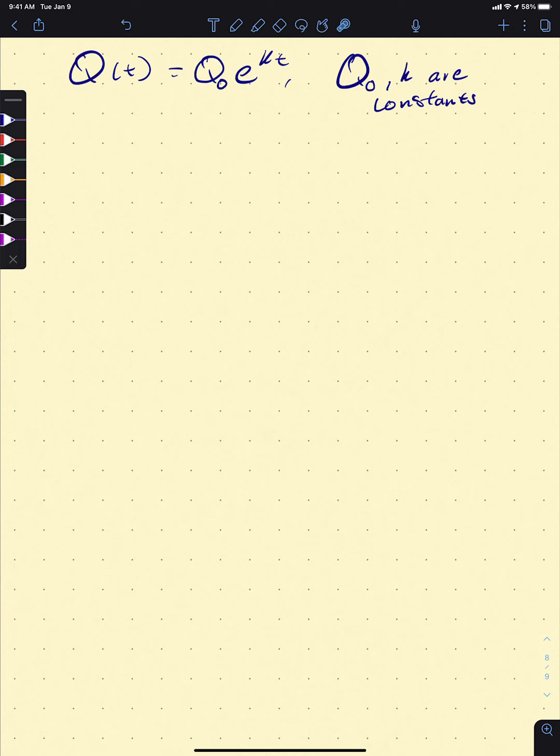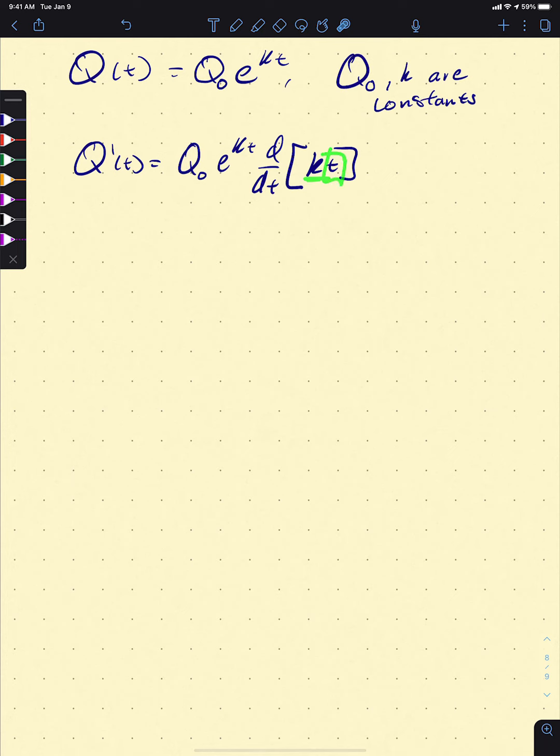Okay, but let's say we wanted to calculate its derivative with respect to time. How would we want to do that? Well, our q naught is just going to fall through because it's a constant. Our e to the kt falls through, and then we're left with d dt of k times t. But remember, k is just a constant, right? T is our actual variable. So this is q naught e to the kt times k.